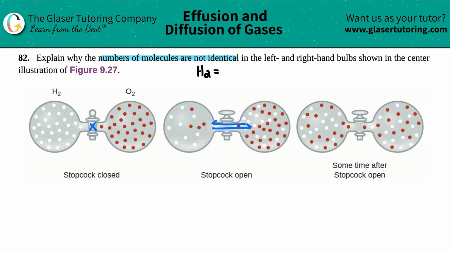H2's molar mass, if we look that up on the periodic table, I got 2 hydrogens, so 2 times 1.008 would be 2.016, and that's grams per mole. And O2 is basically 32.00 grams per mole.